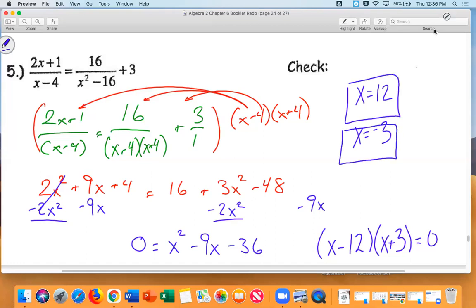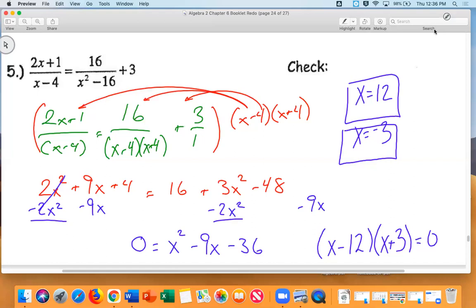Remember, you have to solve those, so you have to set each piece equal to 0. Now, I'm going to go back and see, do they make sense? Can I plug 3 in? Yeah, 3 works. I don't get anything funny. Plug 12 in, it works. Nothing funny. All right? Any questions?